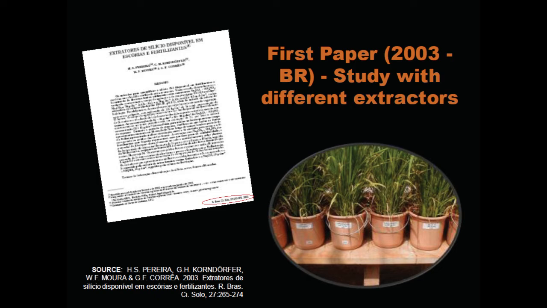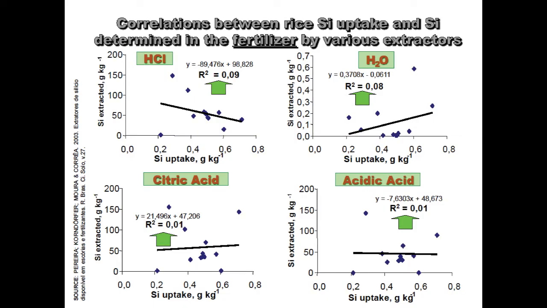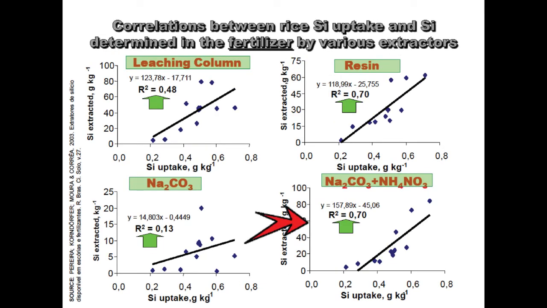In 2003, we ran an experiment trying to correlate different extractors with silicon rice uptake, and we published this paper in 2003. In that paper, we used 8 different extractors. As you see in this figure, most of them have very low correlation with silicon uptake. We used chloridic acid, water, citric acid, and acetic acid. Some other extractors: leaching column, a method that has been used in the US for a while. We tried resin, sodium carbonate alone, and sodium carbonate plus ammonium nitrate. That extractor gave us, at that time, the best correlation with plant uptake.